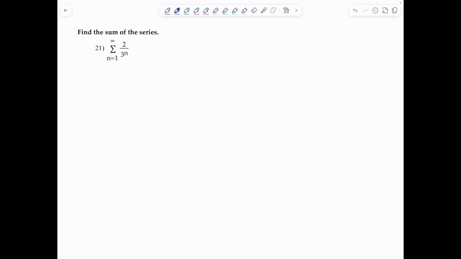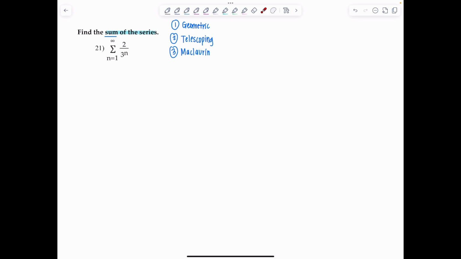You guys, when you're asked to actually find the sum, that is a huge clue as to what type of series we're dealing with. That is a rare thing. Most of the time, we only determine whether a series converges or diverges. The fact that we can find the sum tells me it is either geometric, telescoping, or a Maclaurin series. Okay? If you're asked to find the sum.